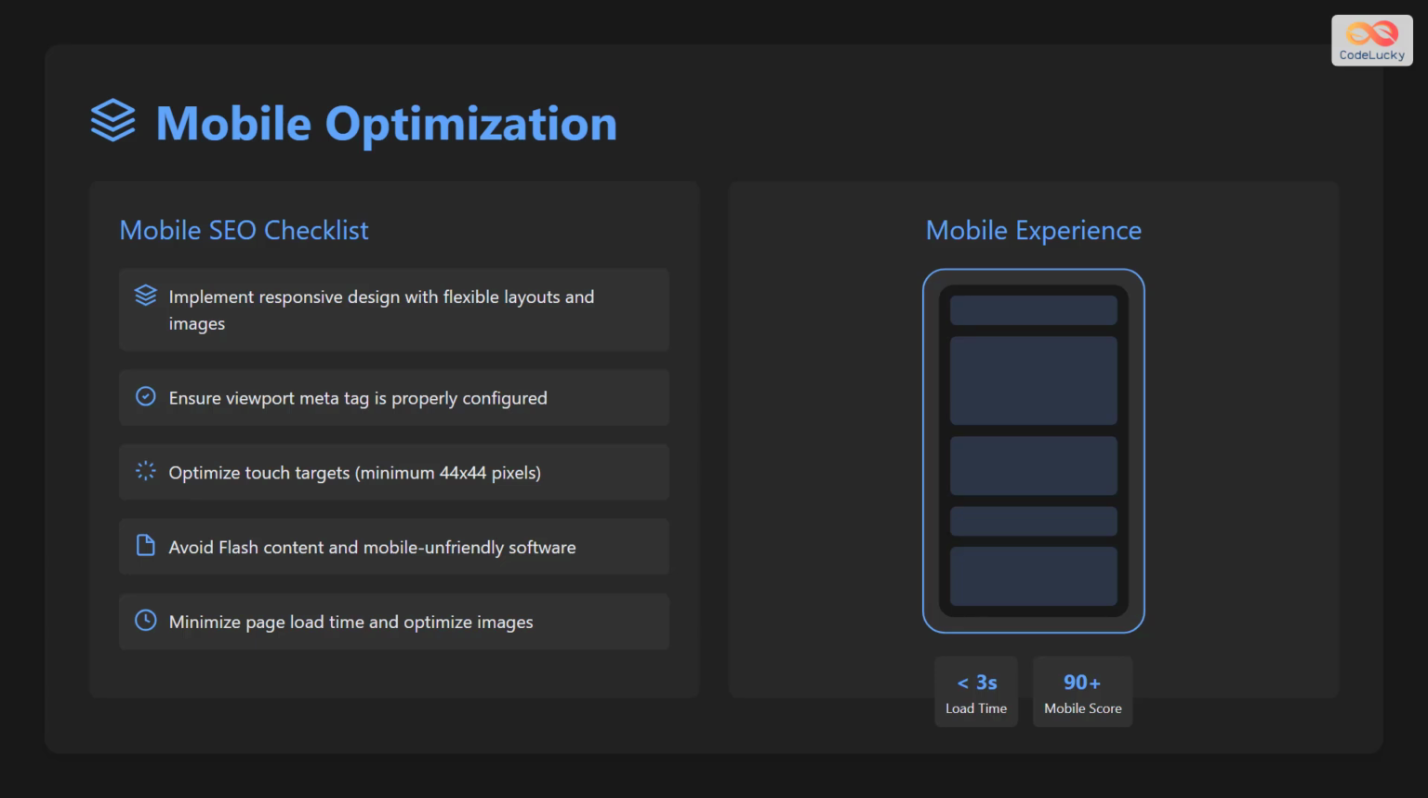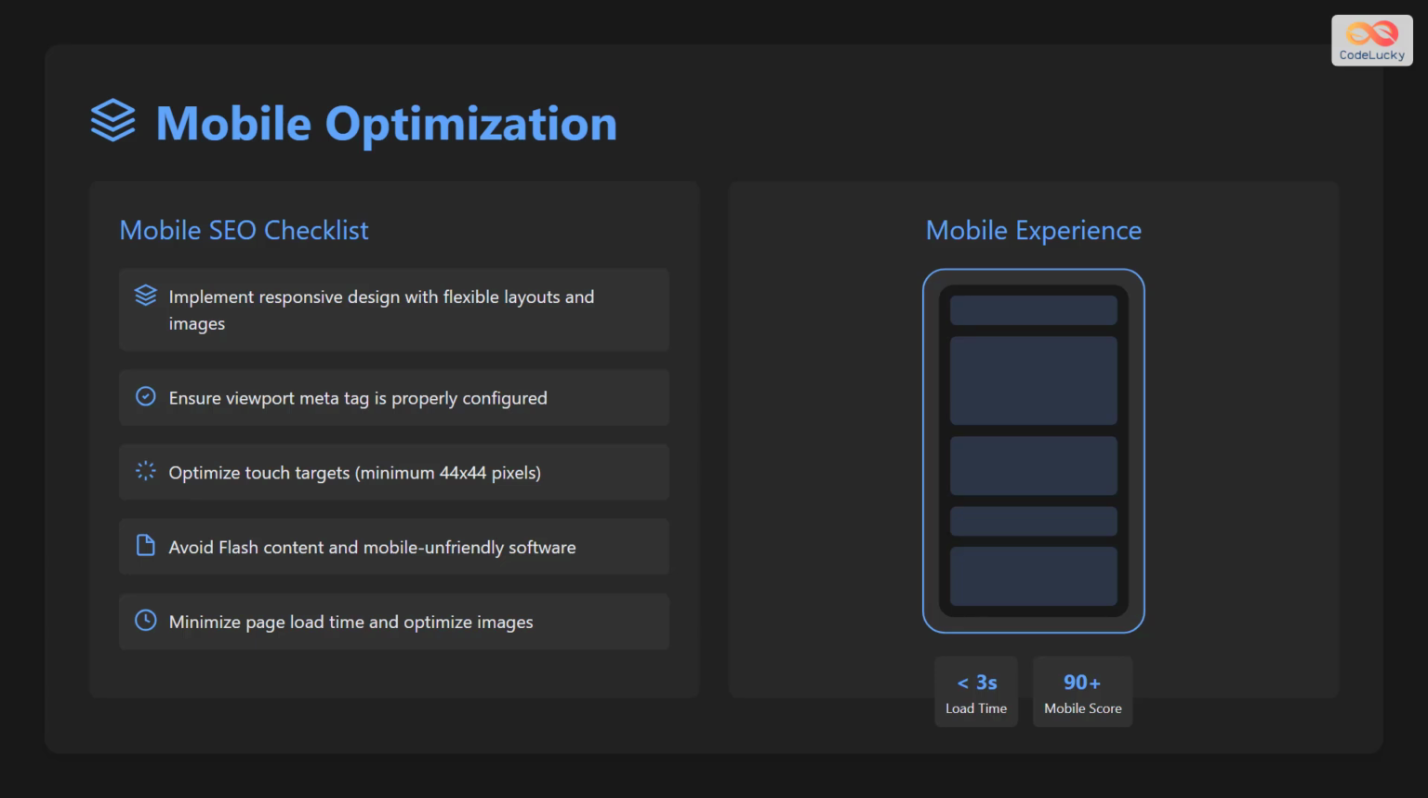With most users accessing the internet on mobile devices, optimizing your website for mobile is crucial. Here is a mobile search engine optimization checklist. Implement responsive design with flexible layouts and images. Ensure the viewport meta tag is configured properly.